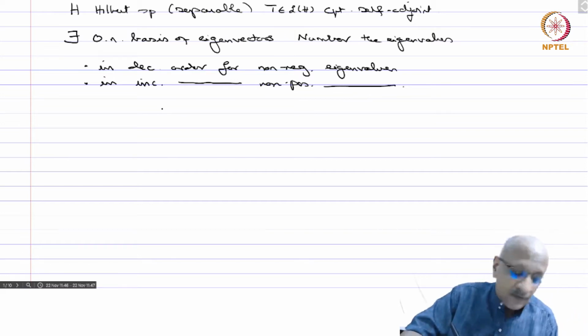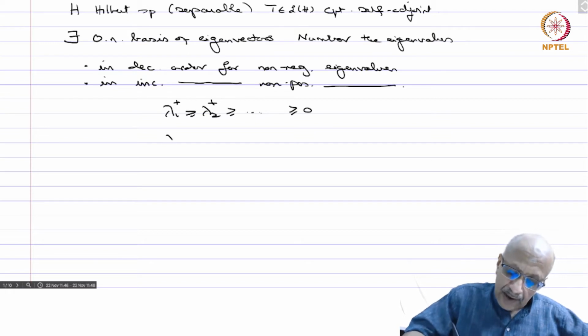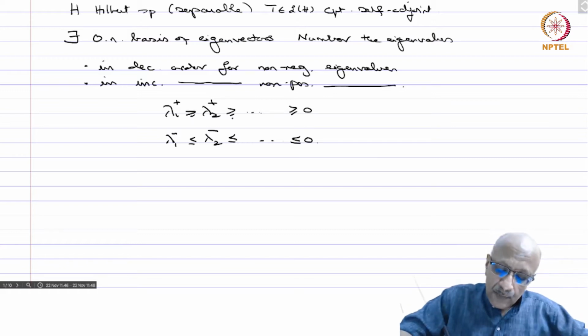So we call them lambda 1 plus, which is greater than or equal to lambda 2 plus, greater than or equal to etc., greater than or equal to 0, and lambda 1 minus less than or equal to lambda 2 minus, less than or equal to etc., which is less than or equal to 0.